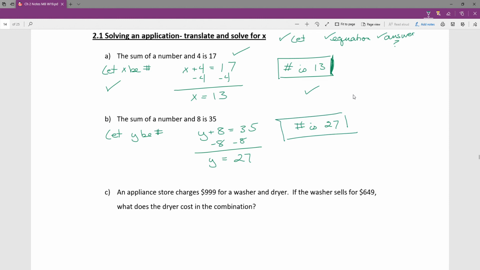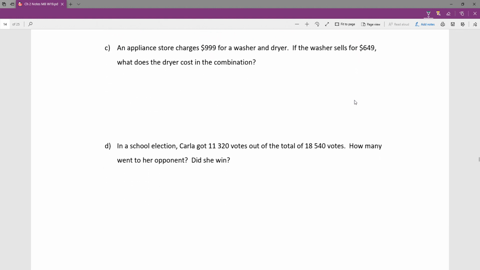The last two, also really, really simple, maybe not necessary to do 3 steps for, but they do give us a chance to deal with more words here. So the C question is about an appliance store charging $999 for a washer and dryer. The washer sells for $649. What does the dryer cost in the combination? So let X be the dryer cost. That's what we're looking for.